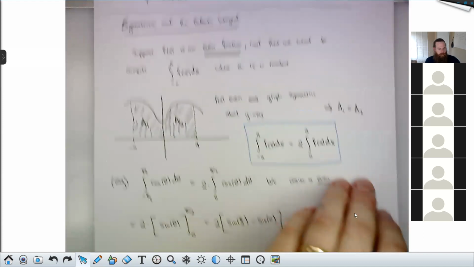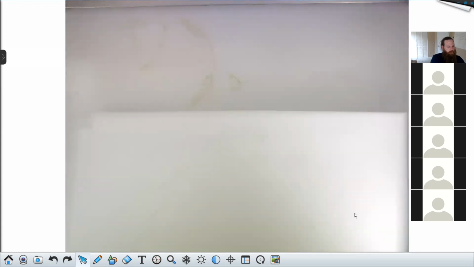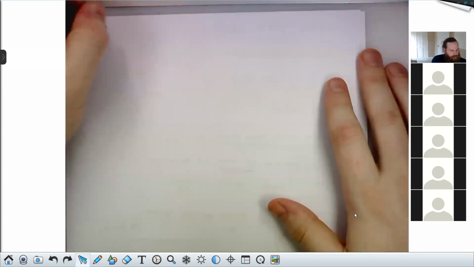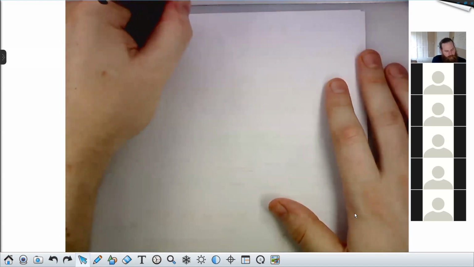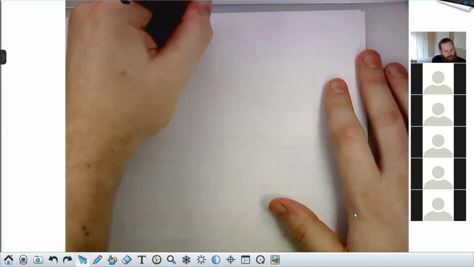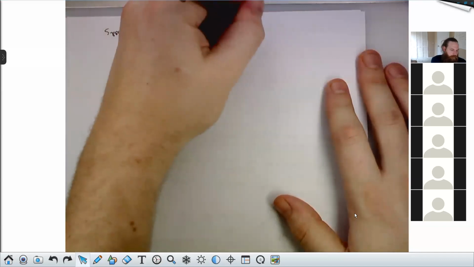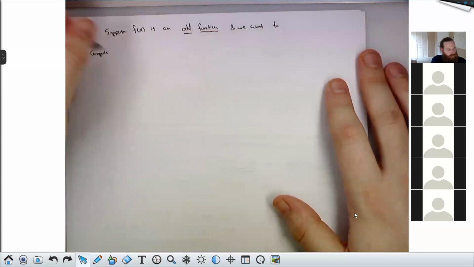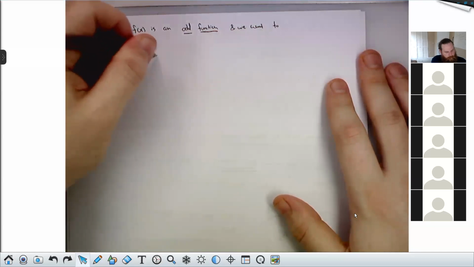Okay. So let's play the same sort of game. Suppose f is an odd function and we want to compute the integral from negative a to a of f of x dx.